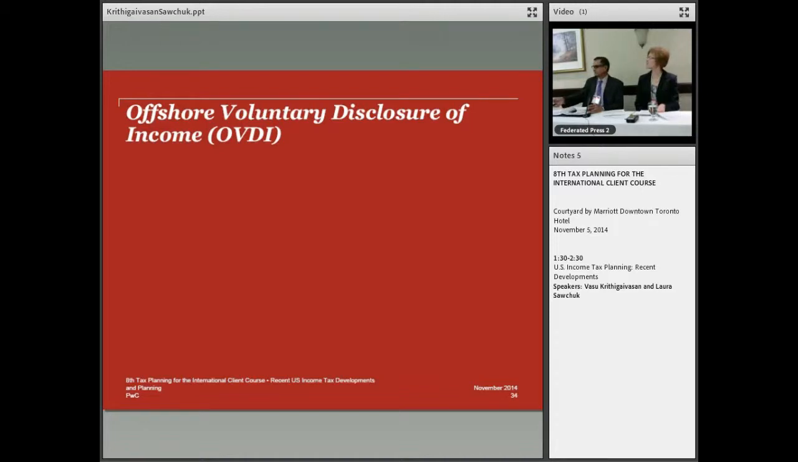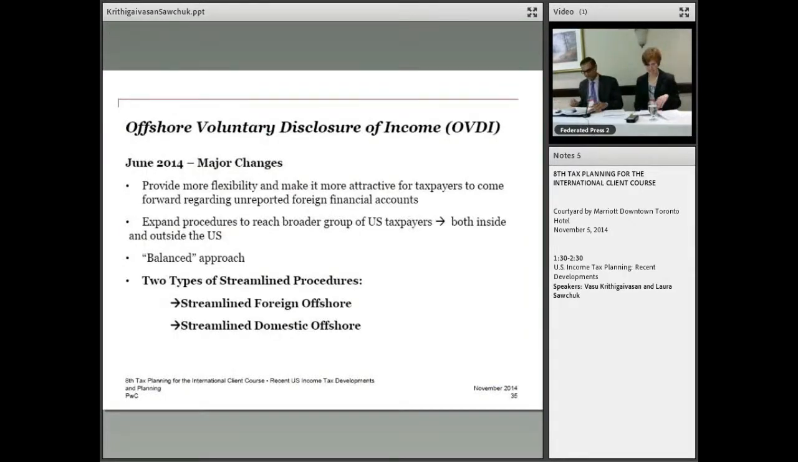Offshore Voluntary Disclosure of Income, OVDI. So this past June, there have been some major changes which provide more flexibility and make it more attractive for taxpayers to come forward regarding their unreported foreign financial accounts.